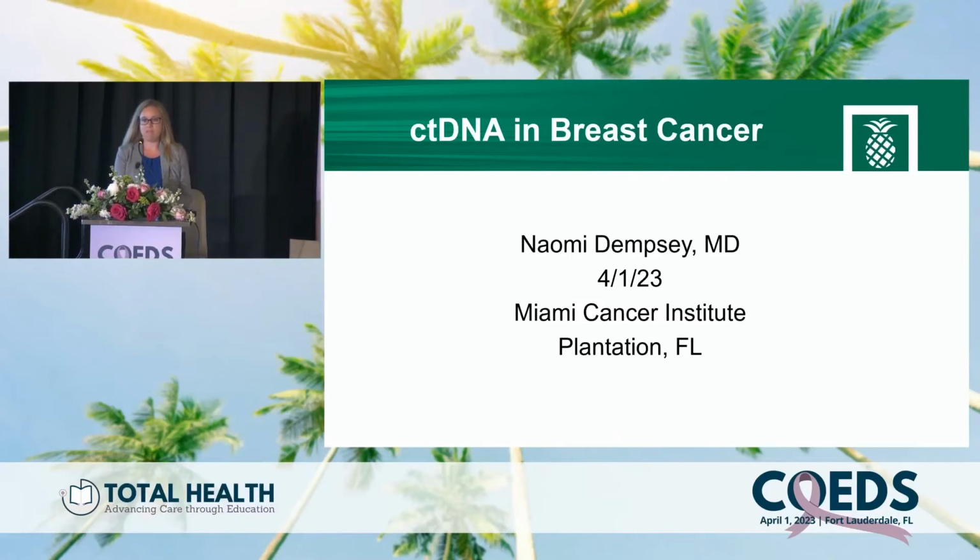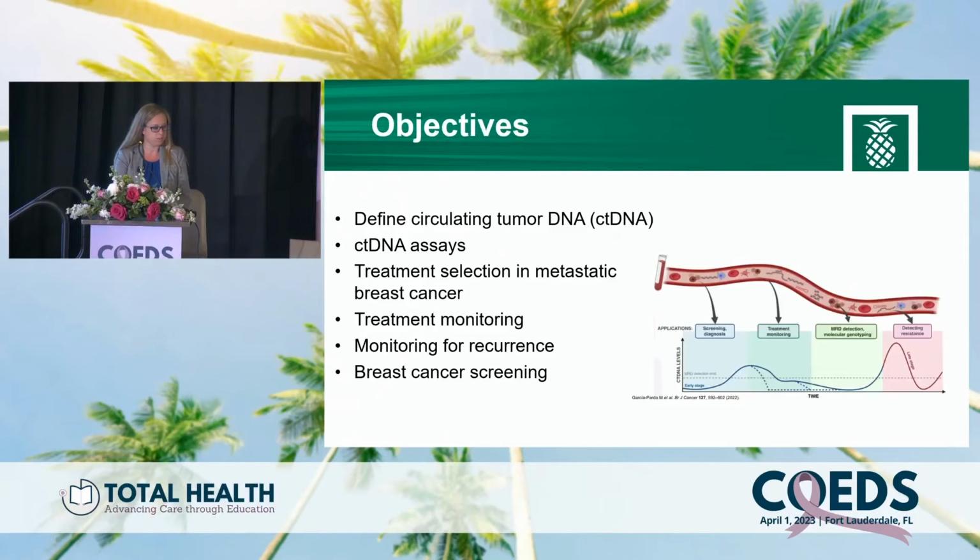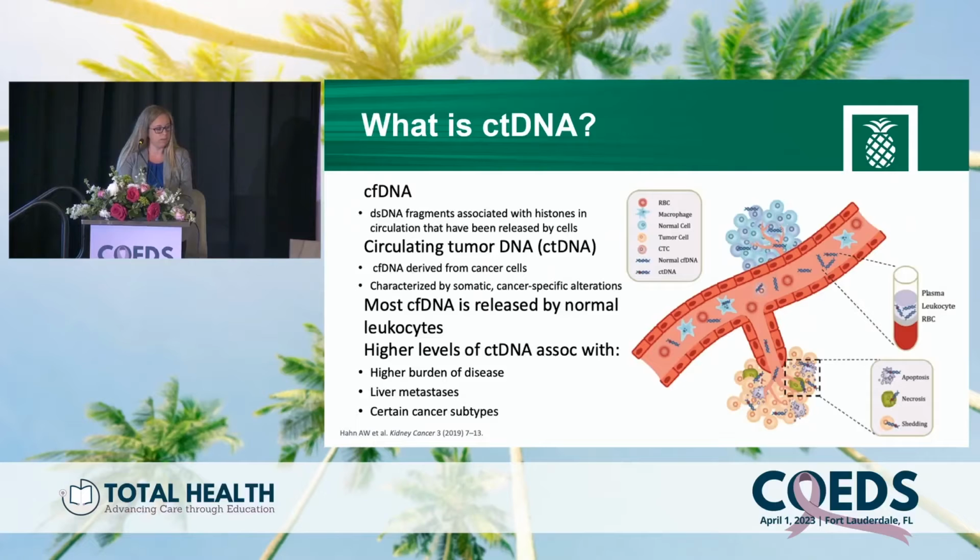All right, so in the next 15 minutes, I am going to give you a whirlwind tour of all of the new and emerging applications for ctDNA in breast cancer. Here are my disclosures. Our objectives are first to define exactly what is circulating tumor DNA, and some of the assays that we're using, because they are different for different settings and for different questions. Starting with the most well-known and approved uses would be for treatment selection in metastatic breast cancer. We'll also talk about utility in treatment monitoring, monitoring for recurrence, and breast cancer screening.